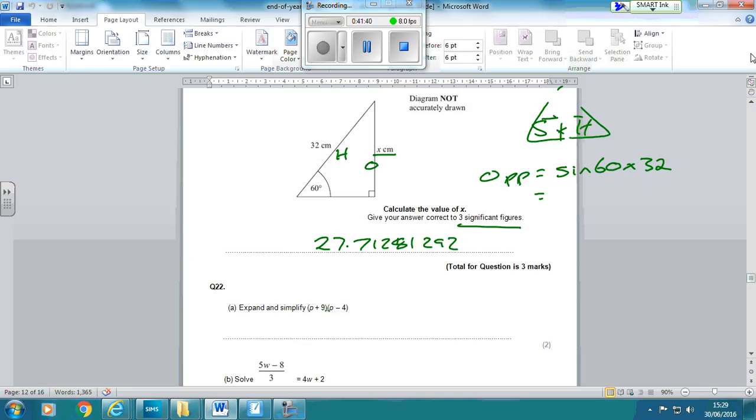This is the correct three significant figures. Always have a look at this bit here. You don't want to drop a mark. So three significant figures, put them in the box. And the next one tells us we're not going to round it up, so it's simply 27.7 centimetres.